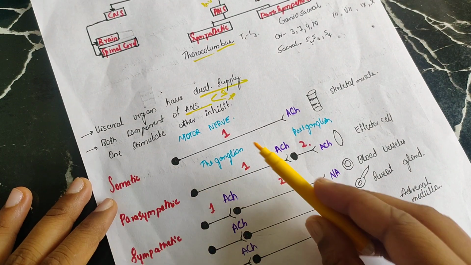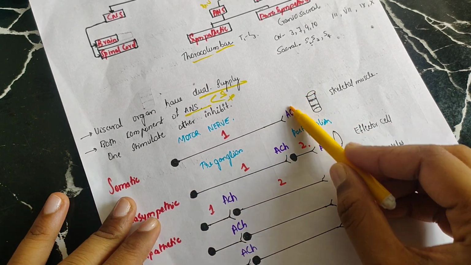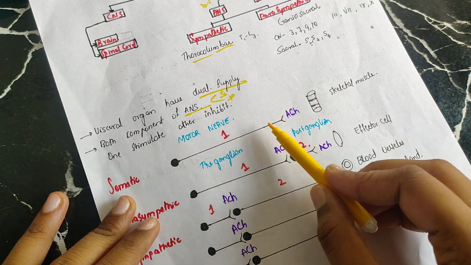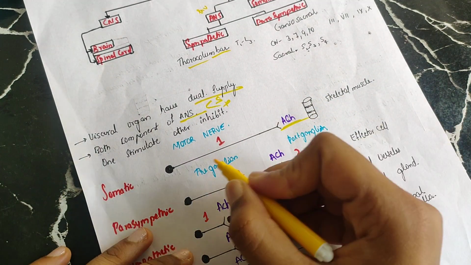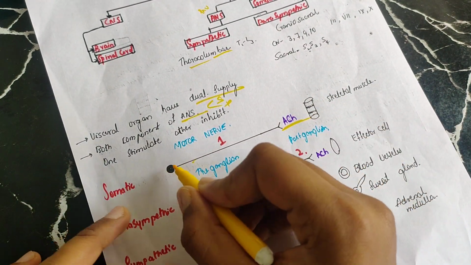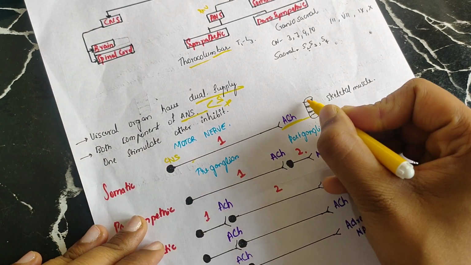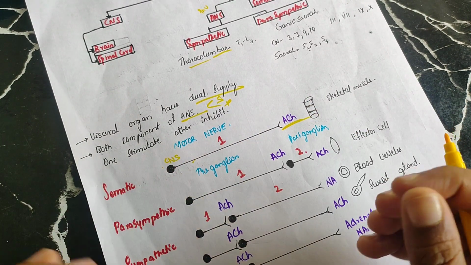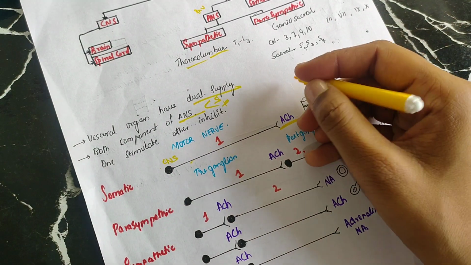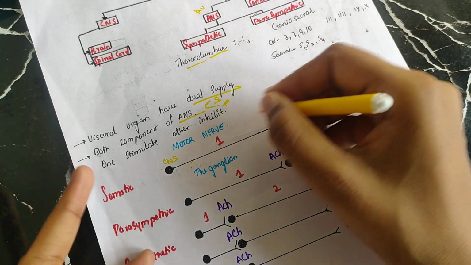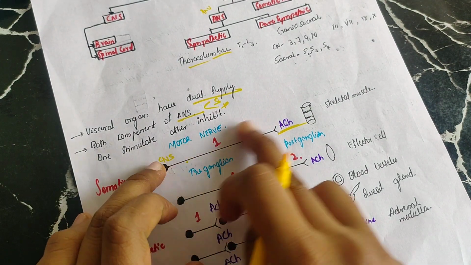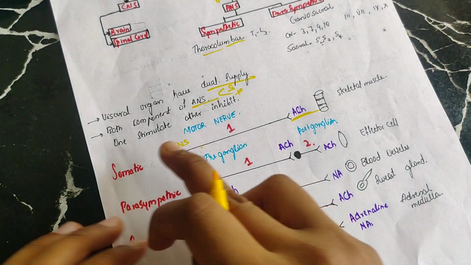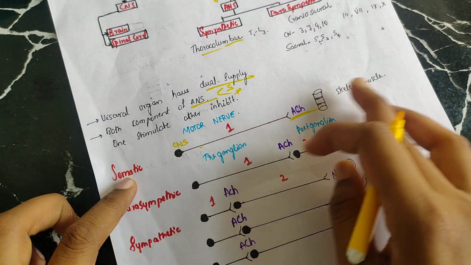The somatic nervous system has only a single neuron which supplies the voluntary muscles, that is, skeletal muscles. The neurotransmitter here is acetylcholine, and this supplies from the CNS to the skeletal muscle. So this is a motor neuron. Whereas the sensory neuron goes from the sense organs to the CNS, so that is a sensory neuron. This motor neuron comes from the CNS to the skeletal muscles, and this is somatic as it supplies voluntary muscles.